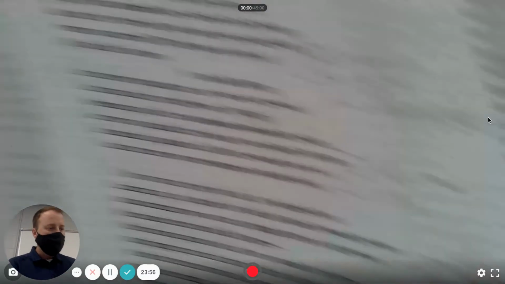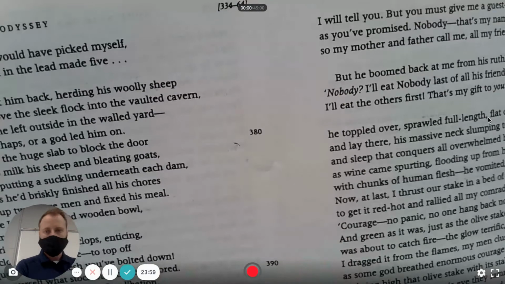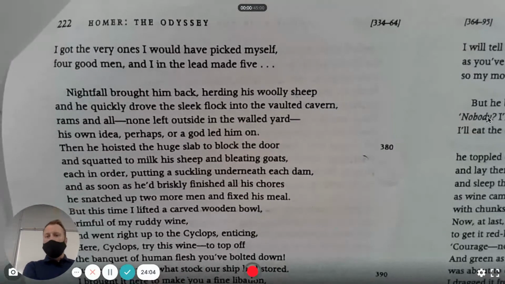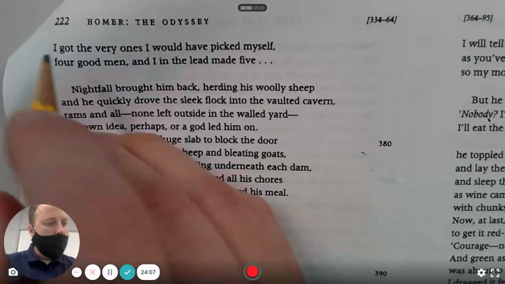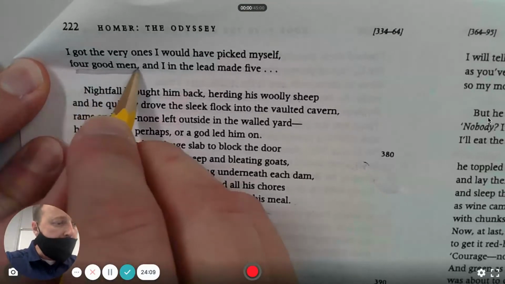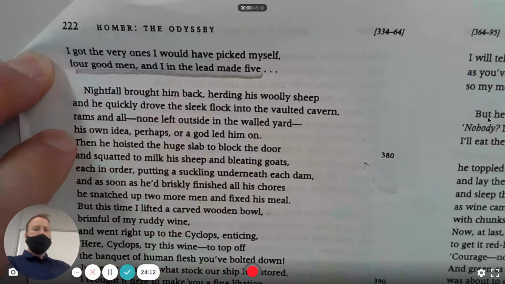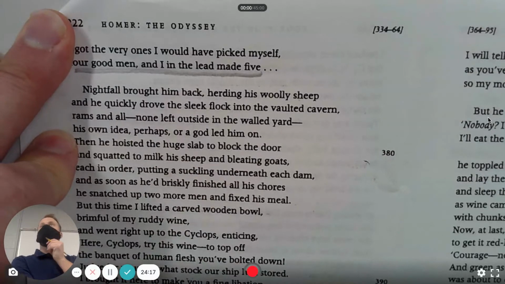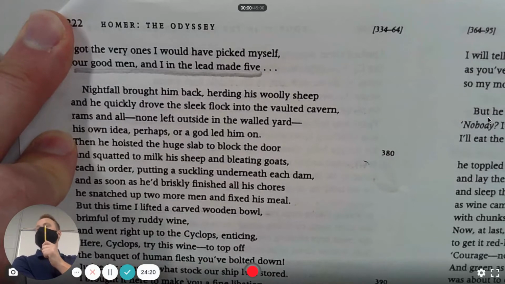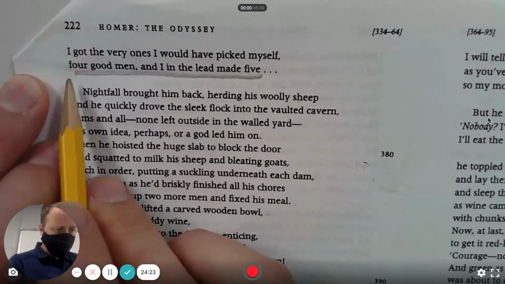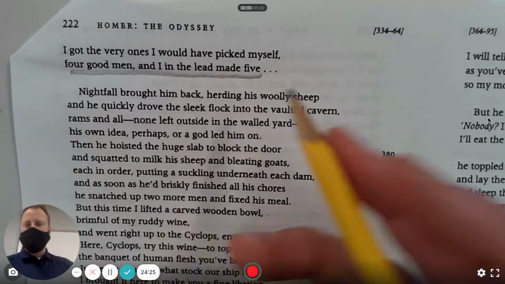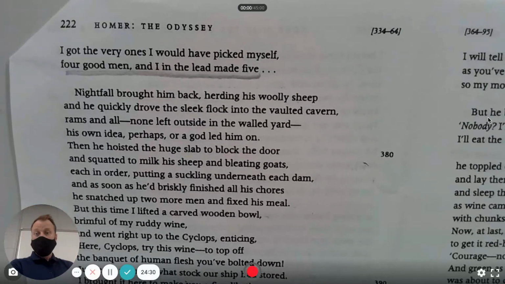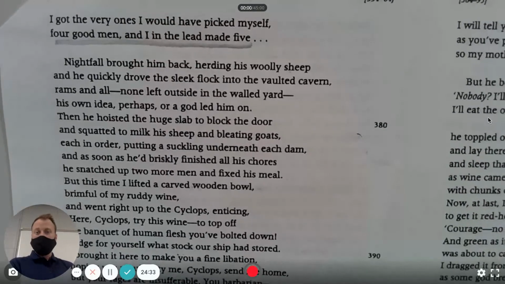So luck of the draw, flipping it over. Luck of the draw, I got the very ones I would have picked myself. 4 good men, and I made 5. So he's got, who is it? Cool. Yeah. Okay. So 4 good men, and I in the lead made 5. So him and 4 other men are going to stab the Cyclops in the eye. Okay. Sounds like a pretty crazy move.